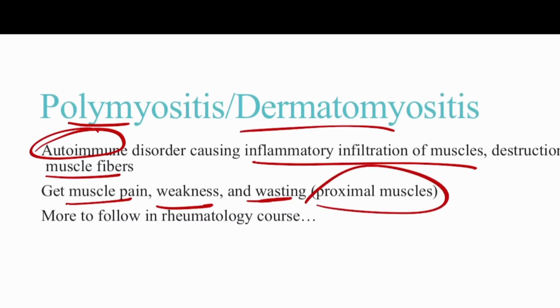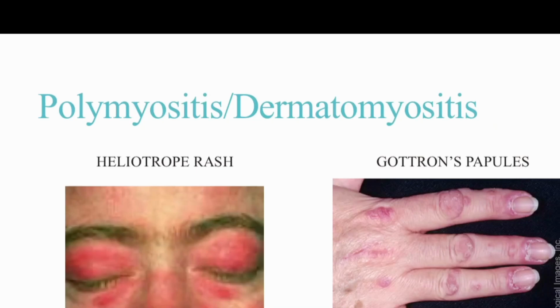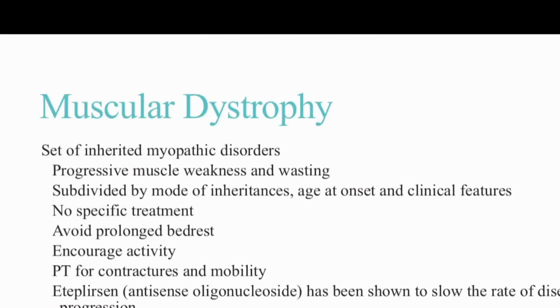And you'll get a lot more with this with Dr. Ovalle with rheumatology this spring as well. But here are some of the major signs and symptoms for polymyositis and dermatomyositis, the heliotrope rash. And these are called Gottron's papules. And those are usually with dermatomyositis.